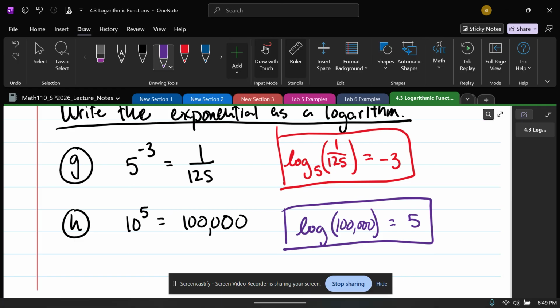Most of the time, on the test or on the quizzes or on the final, they're not going to put the 10 there. Mathematically, it's not wrong for it to be there because it is there, but they don't usually write it. Okay.